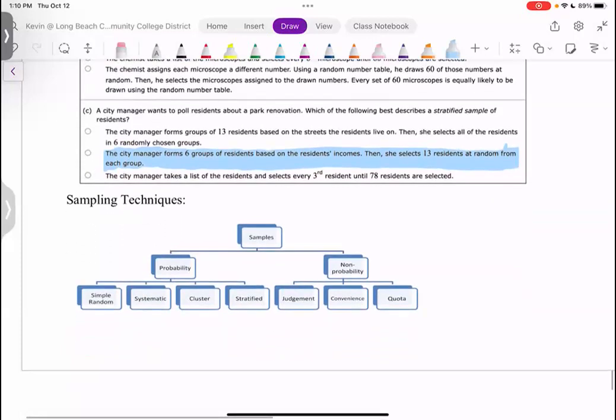And here's sort of a breakdown of the probability ones, the good ones. So the simple random, systematic, cluster, and stratified. And the bad ones are the judgment, the convenience, and the quota.